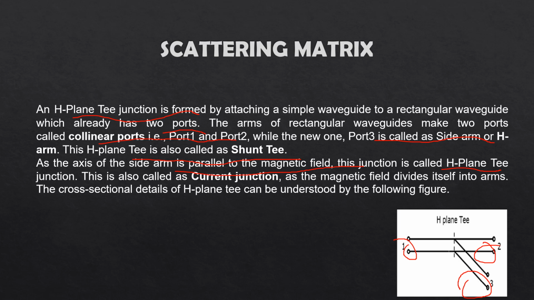As you can see in the diagram, the side arm is parallel to the magnetic field, then the junction is called H-plane T junction. This is also called current junction as the magnetic field divides itself into two arms. The cross-section details of H-plane T can be understood by the following diagram. This is the particular diagram.